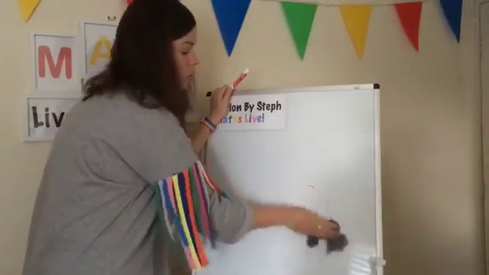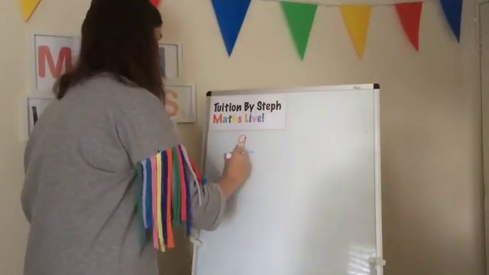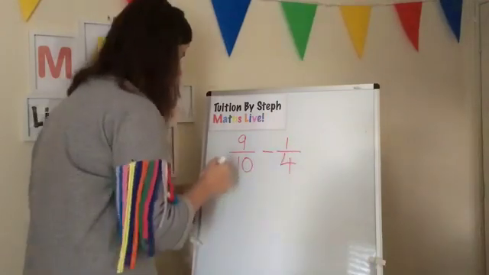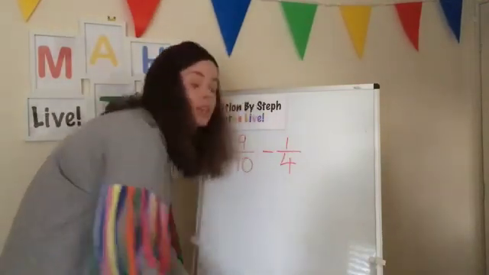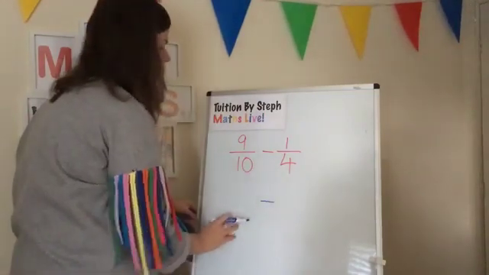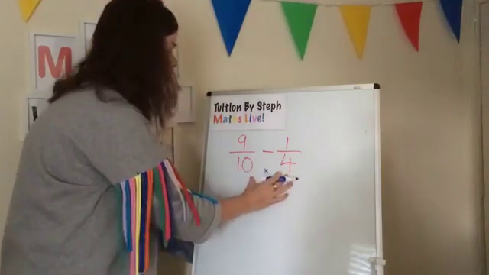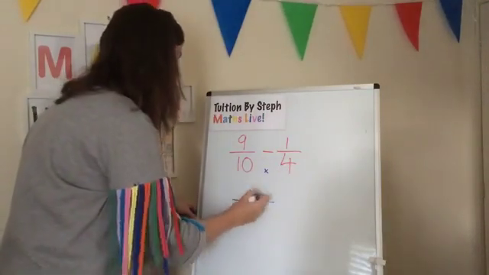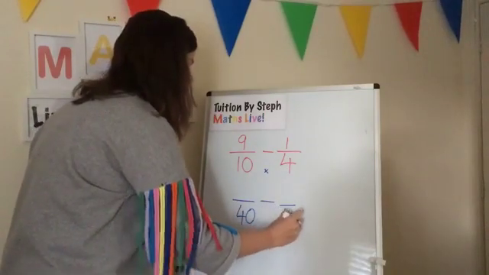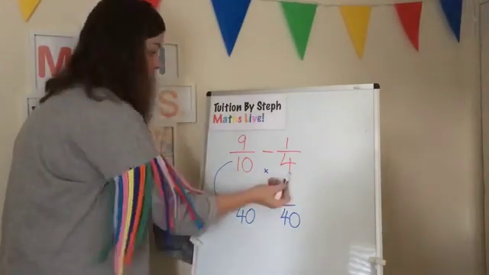Okay, show you another example. 9/10 take away a quarter. Right. Denominators are not the same, and we need to make them the same. It's a subtraction question. Easiest way to do it, I'm going to multiply the denominators that I've already got. So, 10 times 4 is 40. What did I times 10 by to make it into 40? You can see it's the opposite number.